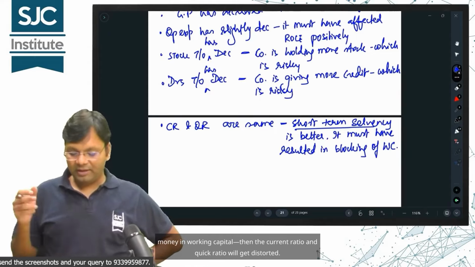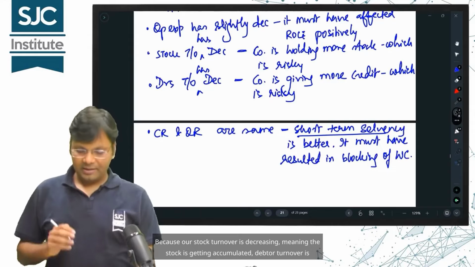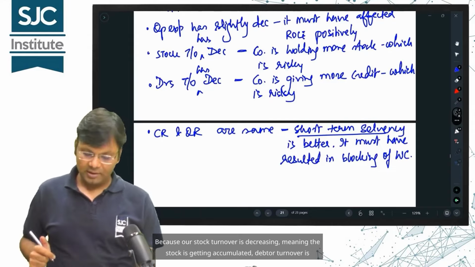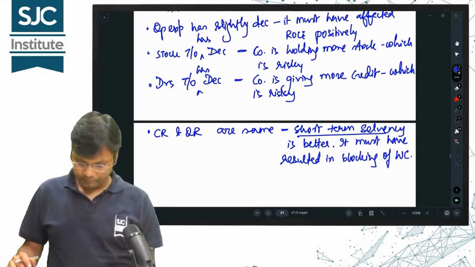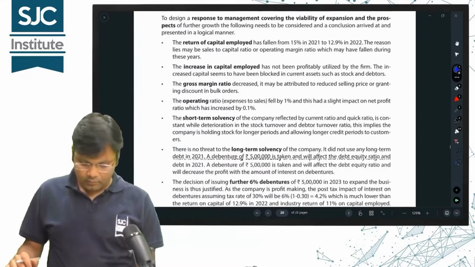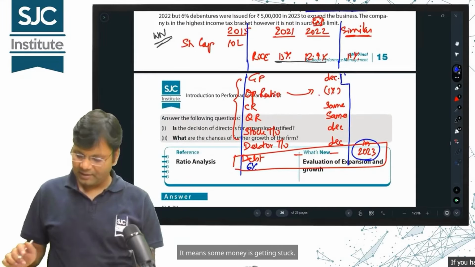Alright, now how does this blocking happen? Blocking does happen. Because stock turnover is decreasing, meaning the stock is getting accumulated, and debtor turnover is decreasing, meaning debtors are also increasing, money is getting stuck, hence the working capital is getting blocked. It means some money is getting stuck.